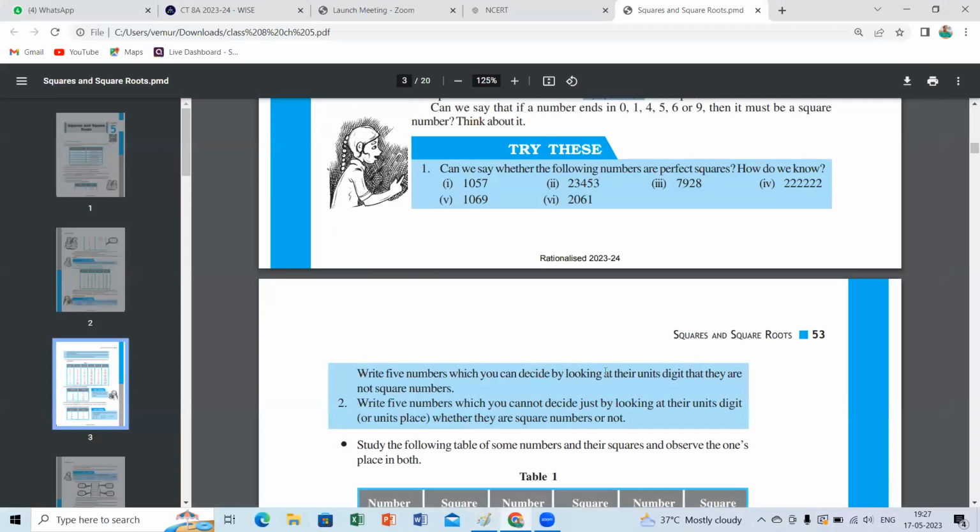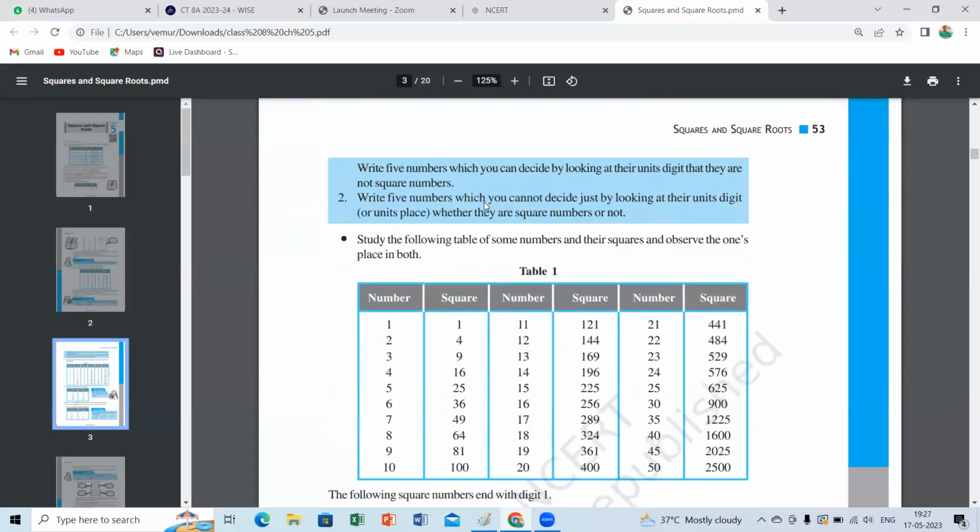And write 5 numbers which you can decide by looking at their units place that they are not square numbers. We already discussed that. Now write 5 numbers for which you cannot decide by just looking at the units digit whether they are square numbers or not. We checked already, maybe the 5th case and 6th condition. These are the 2 numbers. There is a possibility because the units digit is 9 and 1. But by solving it, these are non-perfect square numbers.